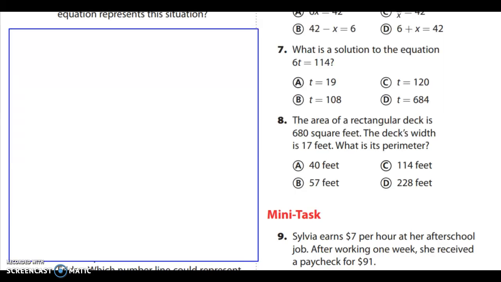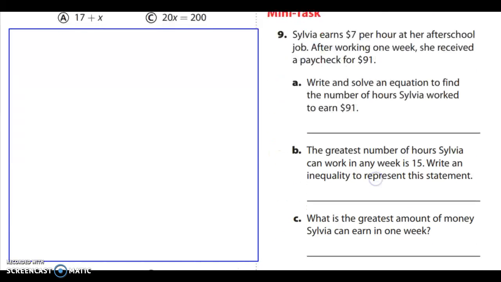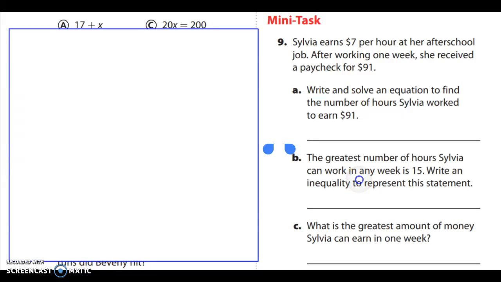All right, we're going to do one more problem. We're going to start the mini task, but we're actually only going to do part of it. The reason why is because we didn't learn about inequality, so we can't really do B. So what I'm going to do is write skip on B and C, and just do A. And we're just going to do 9A.